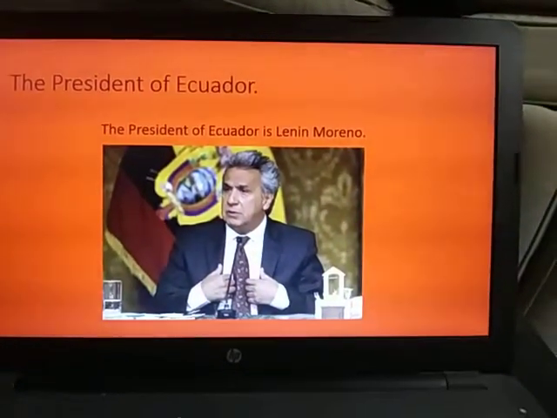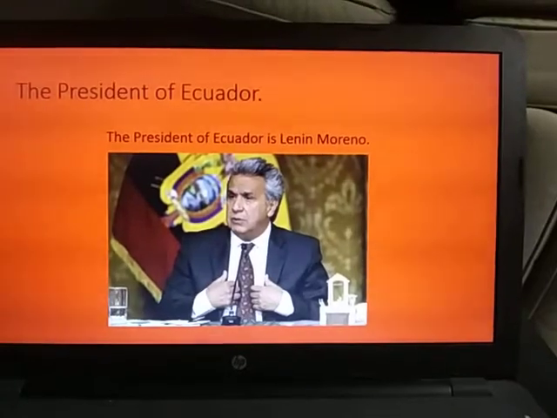The president of Ecuador is Lenin Moreno.